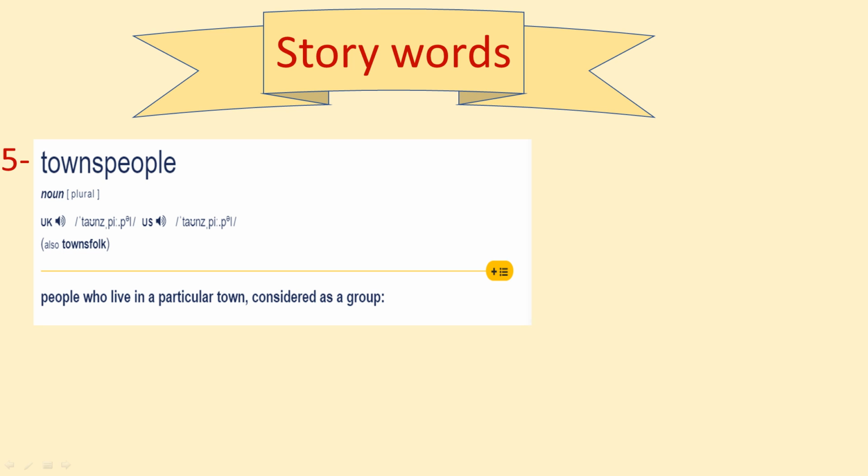Townspeople. Who are the townspeople? They are the people who live where? In the town, like all the people in your town, Dammam, if you live in Dammam. If you live in Khubar also, all the people that live there, we call them the townspeople of Khubar city, or Khubar town. So people who live in a particular definite town or considered as a group, we call them what? The townspeople.